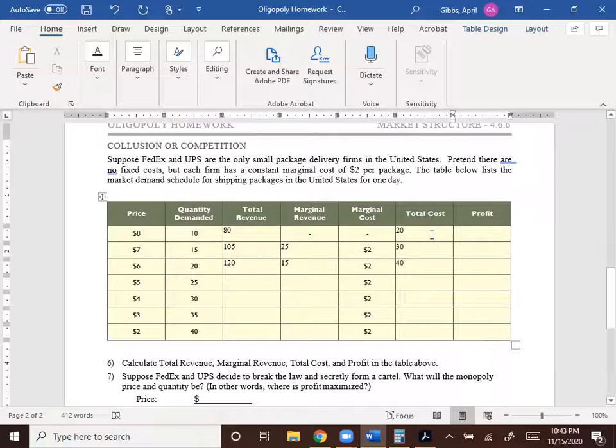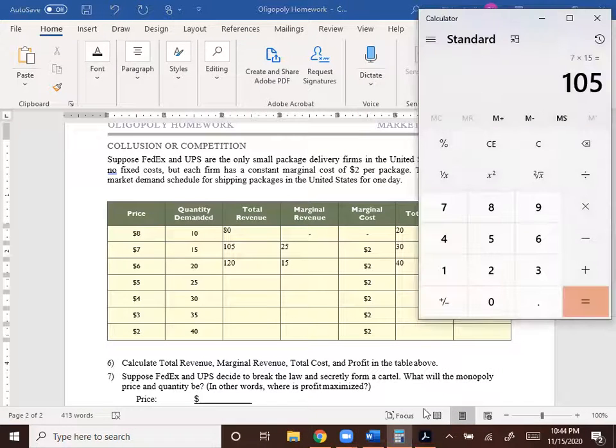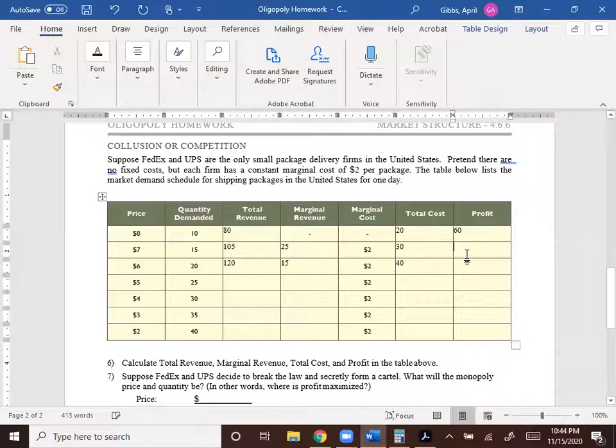And then our profit will be our total revenue minus our total cost. So 80 minus 20 is 60. 105 minus 30. I think that's 85, but let me double check. 75. I was wrong. 75. 120 minus 40 is 80, right?